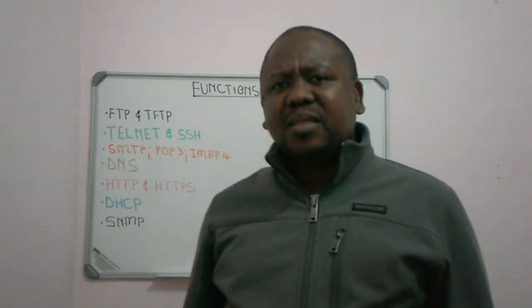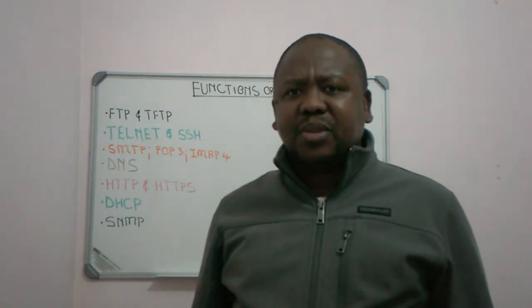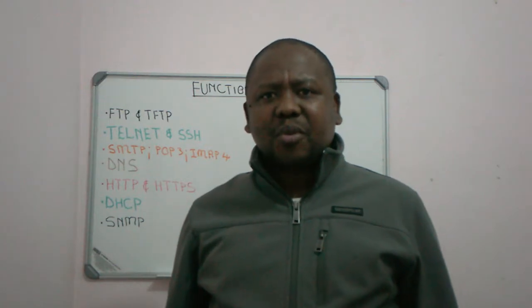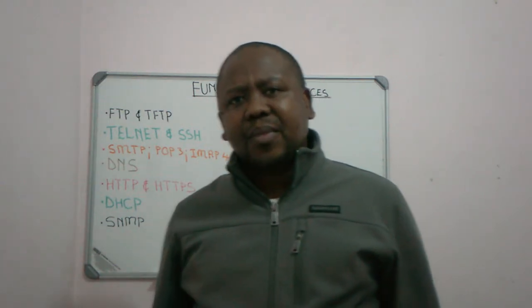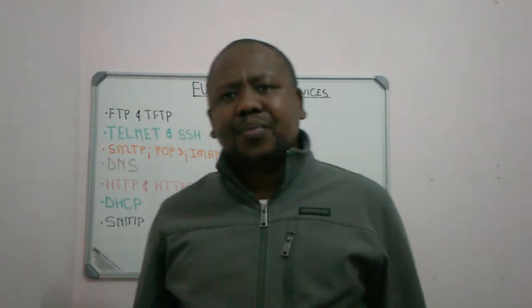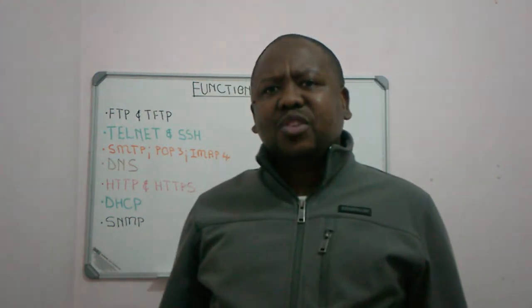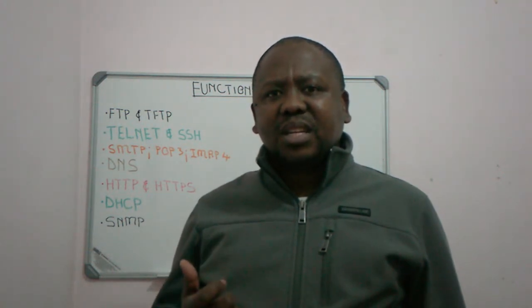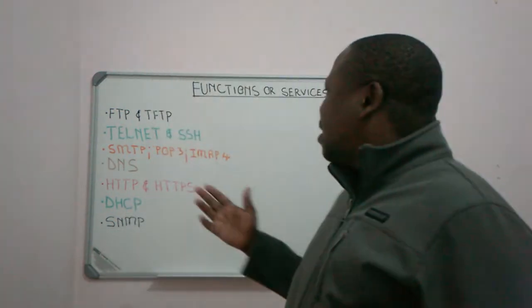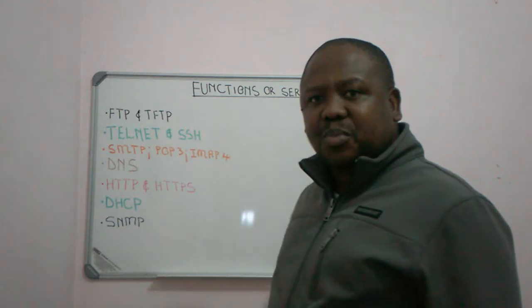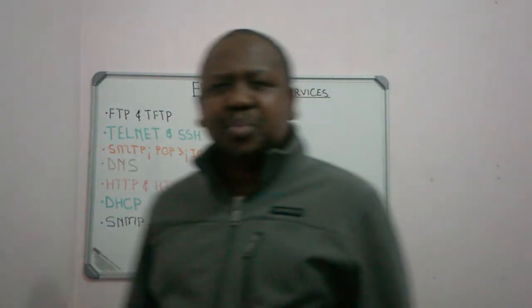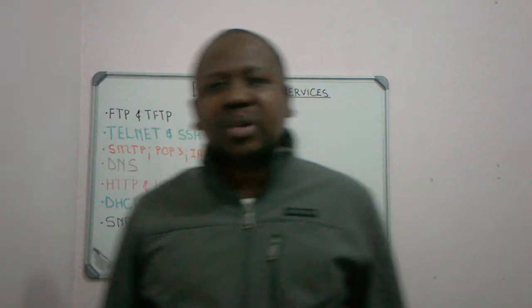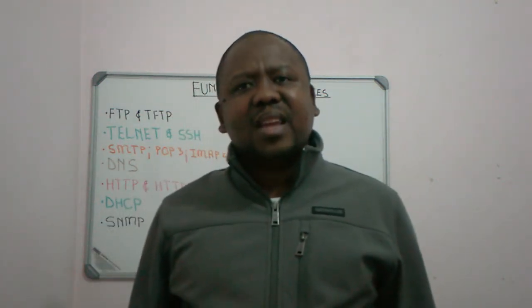FTP uses TCP port 20 for data and TCP port 21 for control. It includes authentication, whereby it uses a username and password. It also has more features than TFTP. TFTP uses UDP port 69 and does not include authentication.